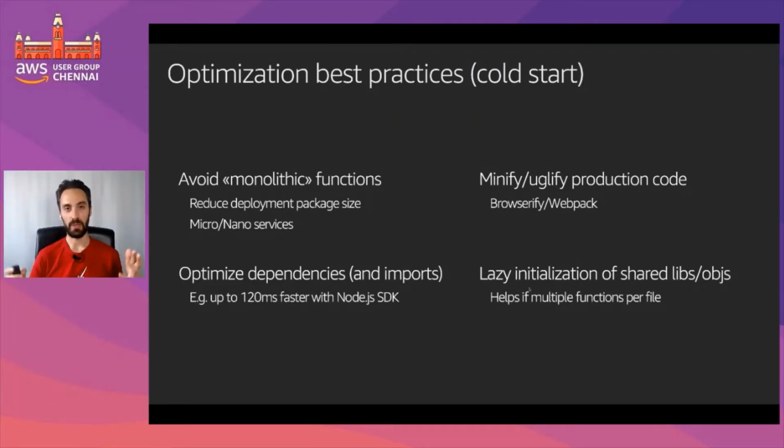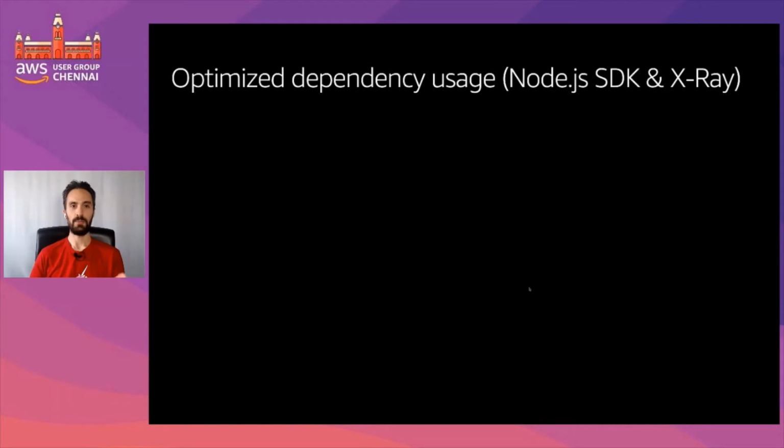So a very simple way to optimize that, either you split the file, so you have one handler per file, or you do what we call lazy initialization. You still define the shared objects, the shared clients, in the initialization part, but then you actually initialize it inside the handlers, maybe still using some shared functionality. I'll show you an example in a second. So let's go back to the idea of optimizing how you use dependencies.